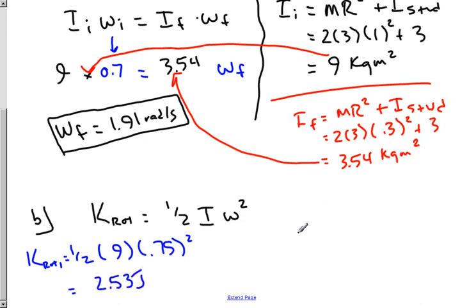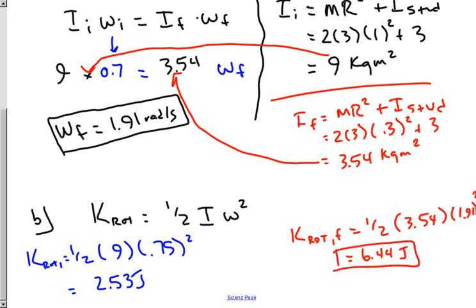And in the end, our final rotational kinetic energy, K rot final, is equal to 1/2 times 3.54 times 1.91 squared. So we end up getting an increase in our kinetic energy, which ends up being 6.44 joules. So we have an overall increase in rotational kinetic energy.